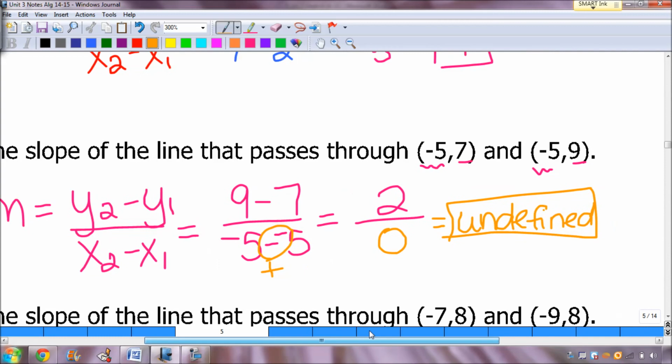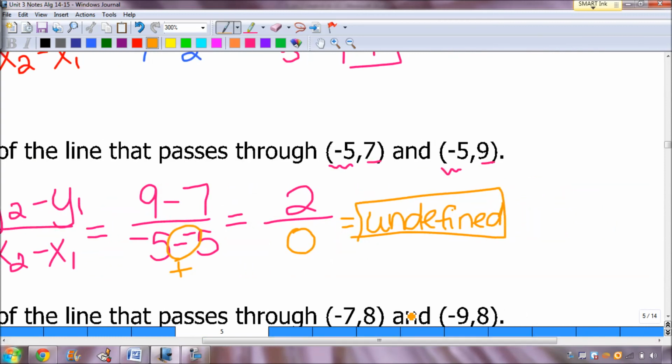And if you remember before, we had a graph that had an undefined slope. It was a vertical line. The line went straight up and down. It did not go diagonally, right? So if I were to do a rough sketch of this, you don't have to graph this out. I'm just going to show you approximately where these points are. So -5, 7 would be to the left 5 and up 7, and -5, 9 would be to the left 5 and up 9. Connected together, it really does make a vertical line. So every vertical line will have an undefined slope.